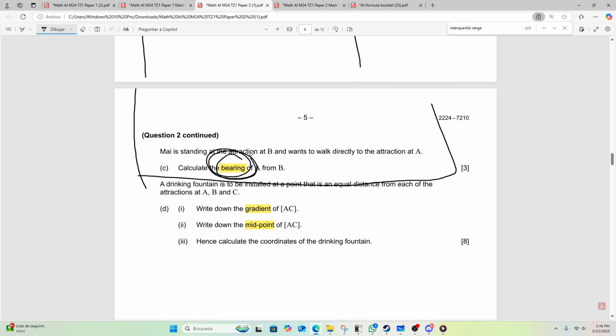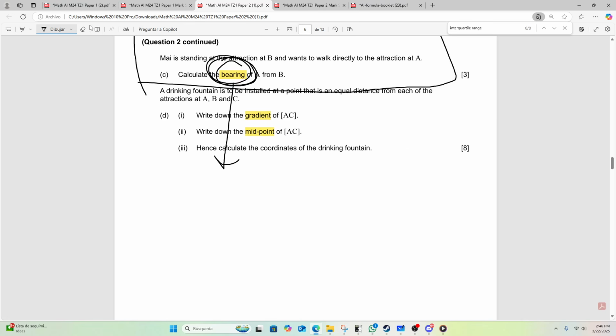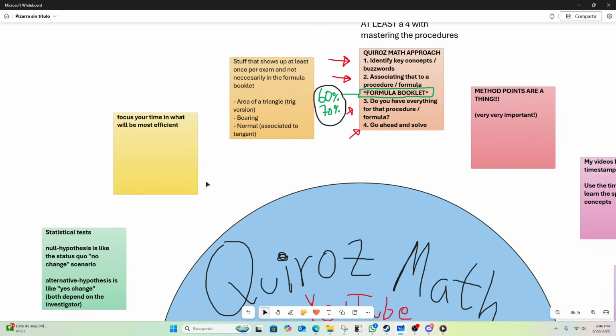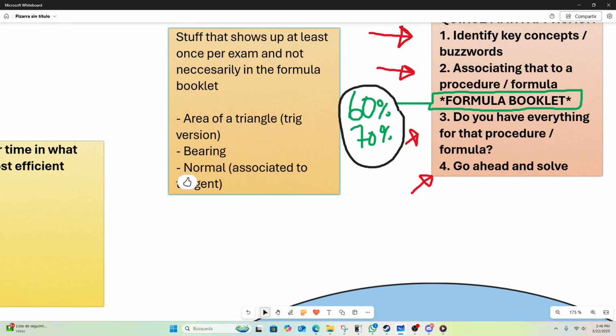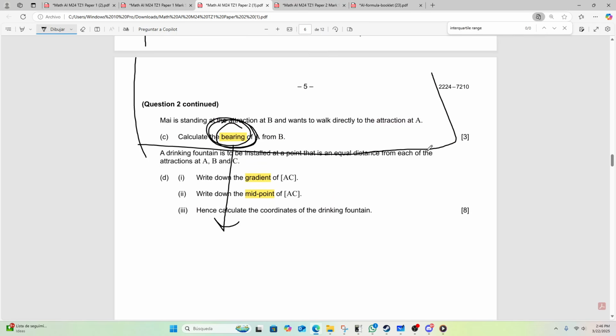Bearing is a little bit different. I have a couple of exercises explaining bearing. I will put one in the description that I think is very good for explaining it. But bearing is something that does show up at least once per exercise. Just knowing it gives you 3 easy points.